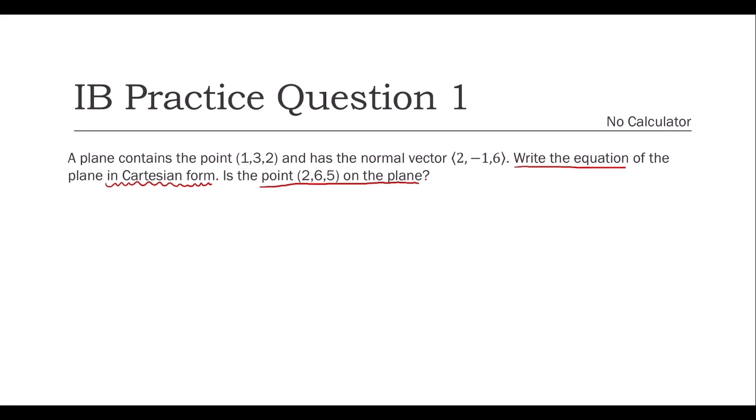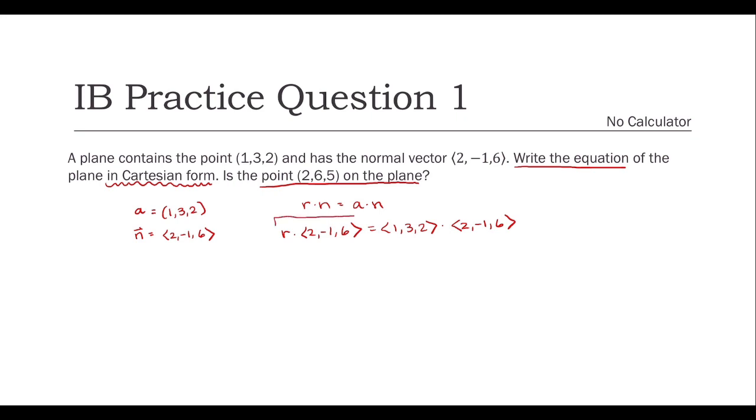So we have a position. So A is 1, 3, 2. So this is going to be our position vector. And then we have our normal vector, which equals 2, negative 1, 6. So we'll use our equation that uses the normal vector. So r dot n should equal a dot n. So r dot 2, negative 1, 6 should equal 1, 3, 2 dot 2, negative 1, 6.